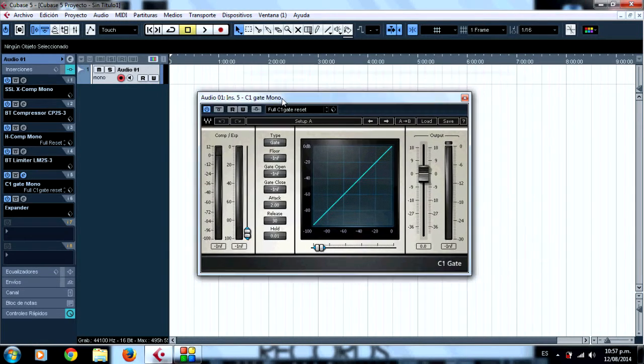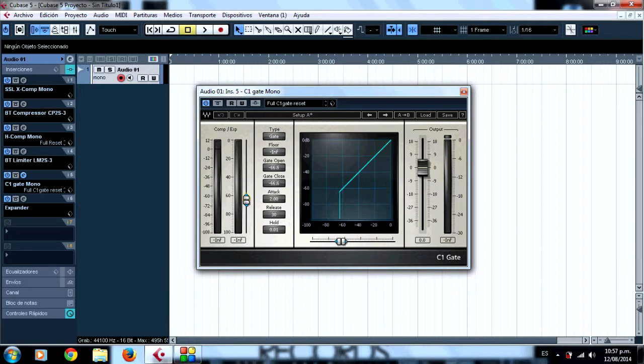Here I have a noise gate. The threshold sets the level at which the gate is going to be open. Below the threshold, the gate is going to be closed, and basically we will hear nothing. The attack controls how fast the gate is going to open, and the release controls how fast the gate is going to close.